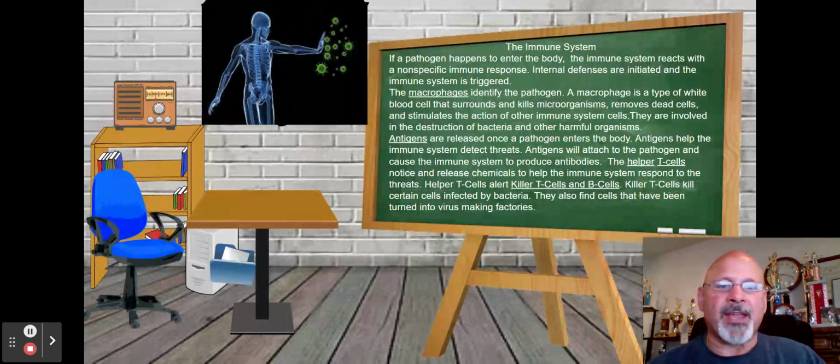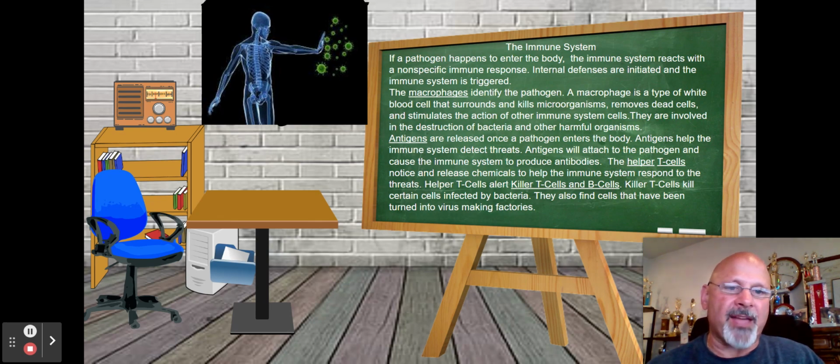If a pathogen enters the body, the immune system reacts with a nonspecific immune response. Internal defenses are initiated and the immune system is triggered. The macrophages identify the pathogen. A macrophage is a type of white blood cell that surrounds and kills microorganisms, removes dead cells, and stimulates the action of other immune cells. They are involved in the destruction of bacteria and other harmful organisms.